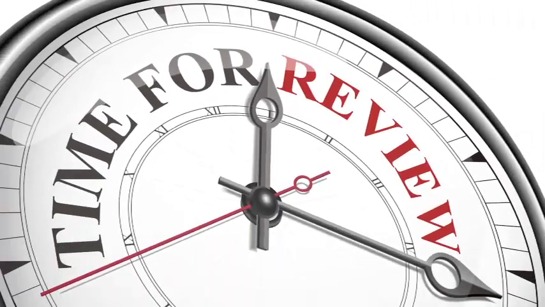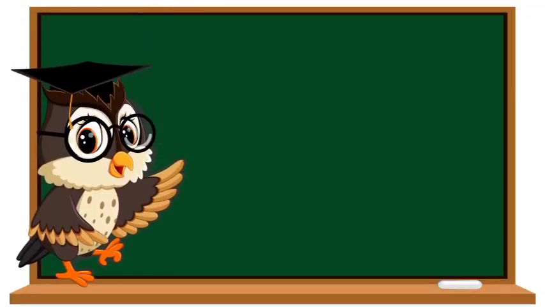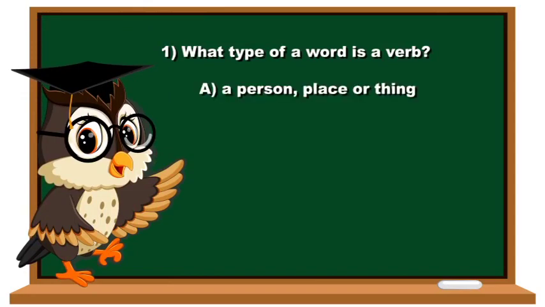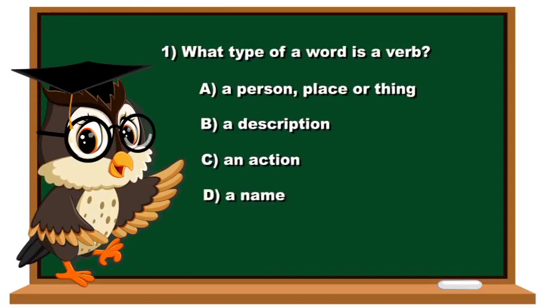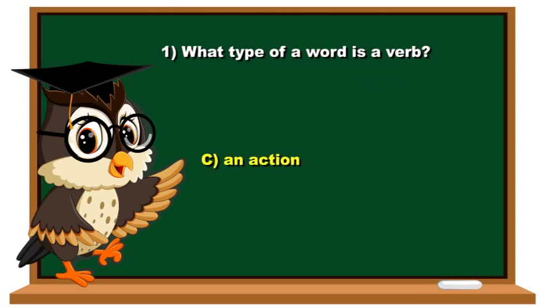Let's review. Question 1. What type of word is a verb? A, a person, place, or thing. B, a description. C, an action. D, a name. If you said C, a verb is an action word, you are correct.